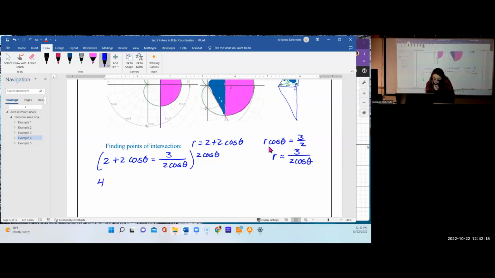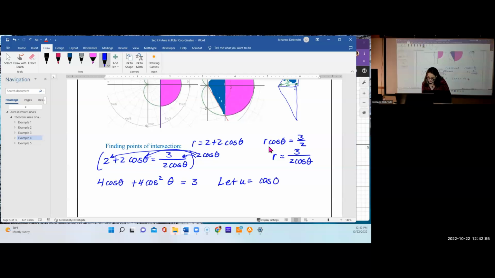So this gives me 4 cosine of theta on the left. So I'm distributing that times that. And then I'm going to distribute here. So that's going to give me plus 4 cosine squared of theta. And then on the right, it just gives me 3, right? So I've got 4 cosine theta plus 4 cosine squared theta equal 3. Now, you may look at this and go, I have no idea where to go from here. Try u substitution. So let's make cosine of theta be u.